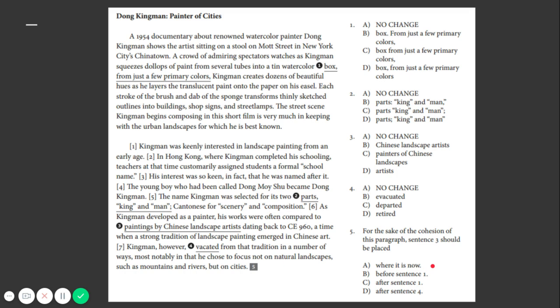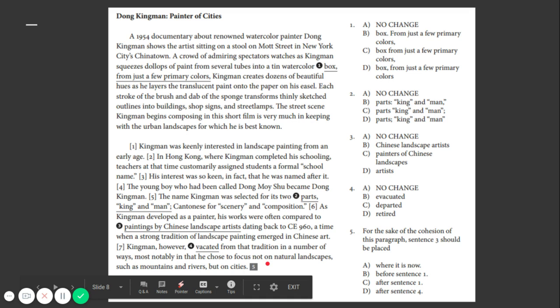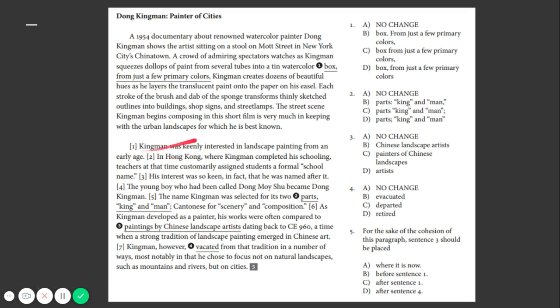So let's first look. We're looking at sentence 3. So when you're looking at these, it's not these numbers, like those little black numbers. It's actually these numbers in brackets, which can be a little confusing. So let's first find sentence number 3, and we see that's right here. It is, his interest was so keen, in fact, that he was named after it. So we're looking for something about this man's interest. So we're looking for Kingman's interest in something, that he was named after it.